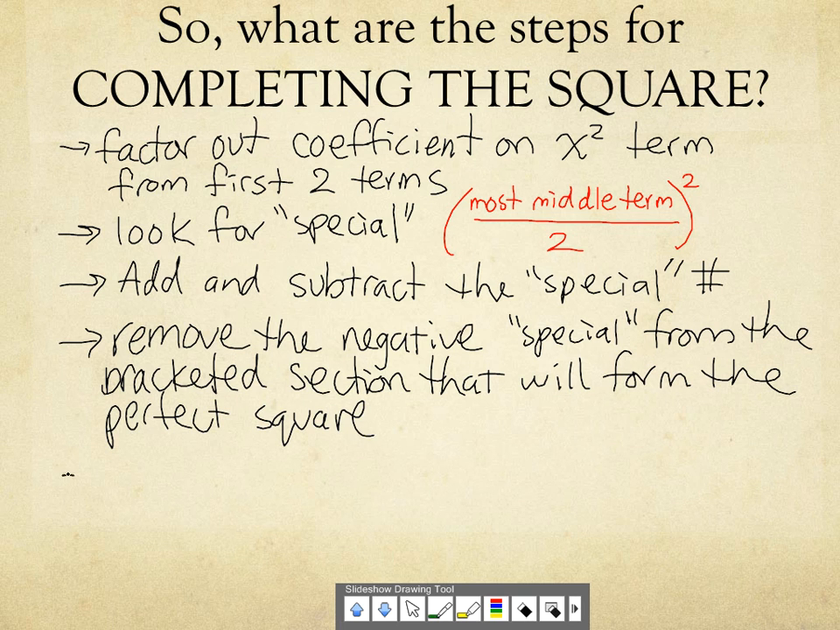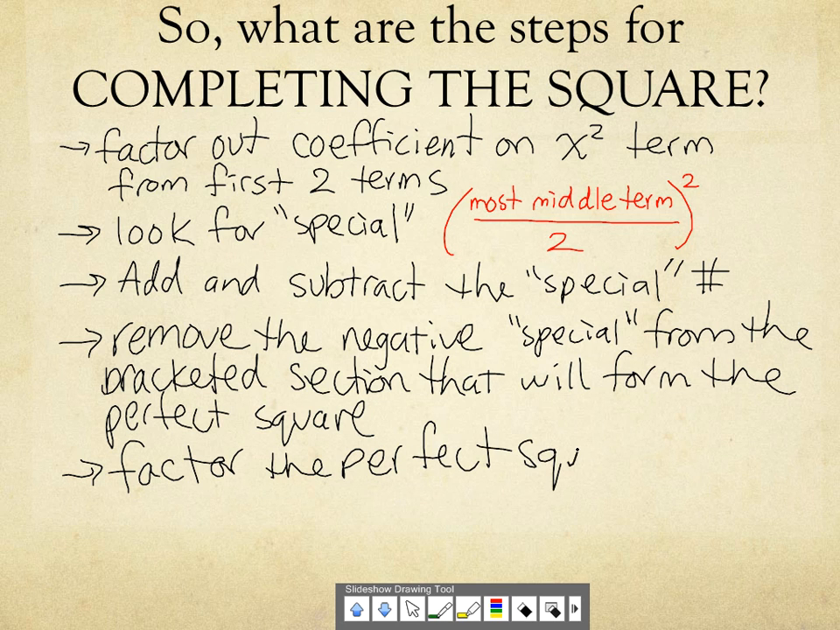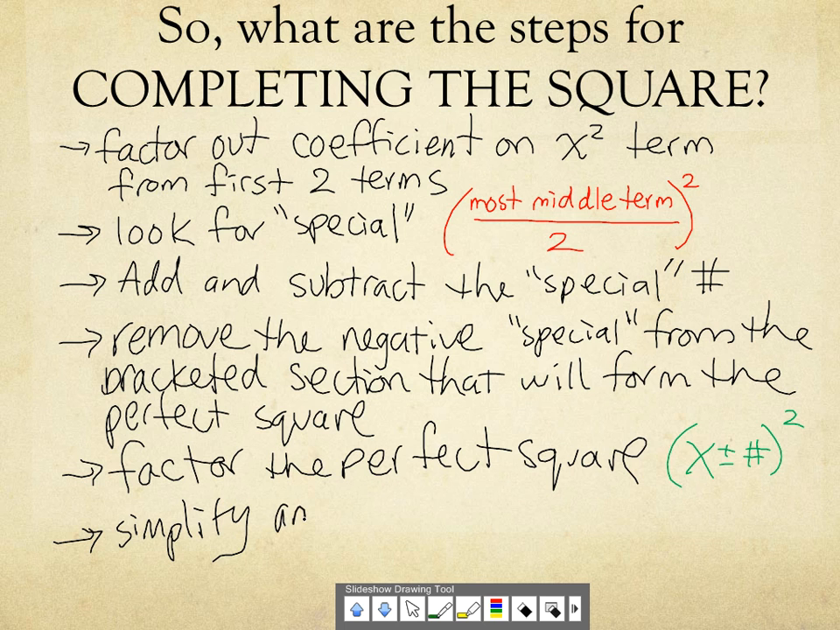Okay, then once you do that, you're going to factor the perfect square. And it's always going to be, in the last slide I did it in green, that thing that looks like this: you have x and then something, plus or minus some number. Once you factor the perfect square, you're also going to simplify whatever you had left on the outside. Simplify any loose numbers outside the brackets. And then you're done.